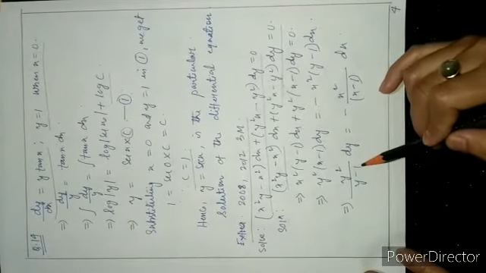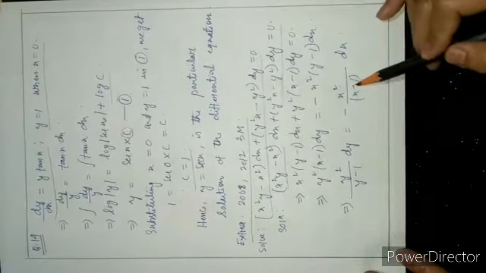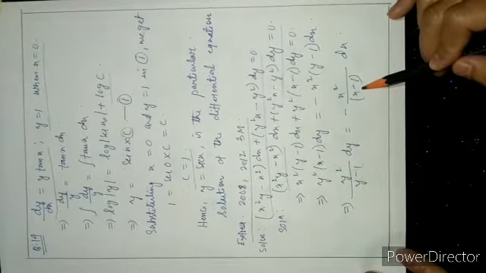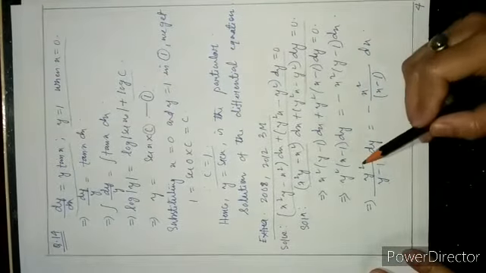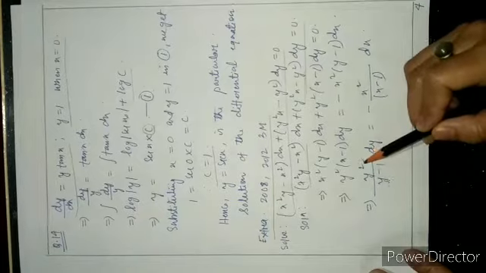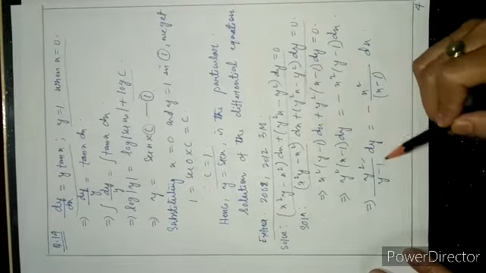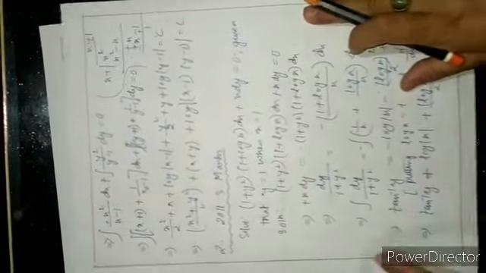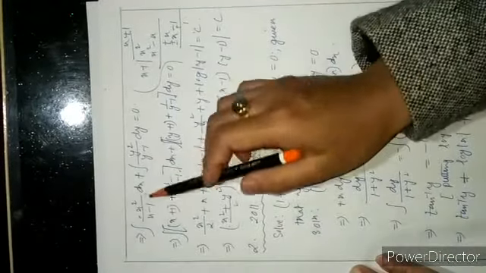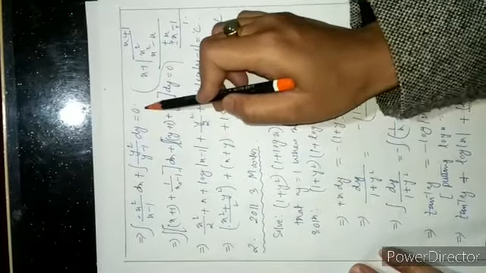Y square divided by y minus 1 dy is equal to minus x square divided by x minus 1 dx. Transposing it to the other side with a plus sign, we get x square by x minus 1 dx plus y square by y minus 1 dy equals 0. Rewriting, we get the function of x square by x minus 1 dx plus y square by y minus 1 dy equals 0.